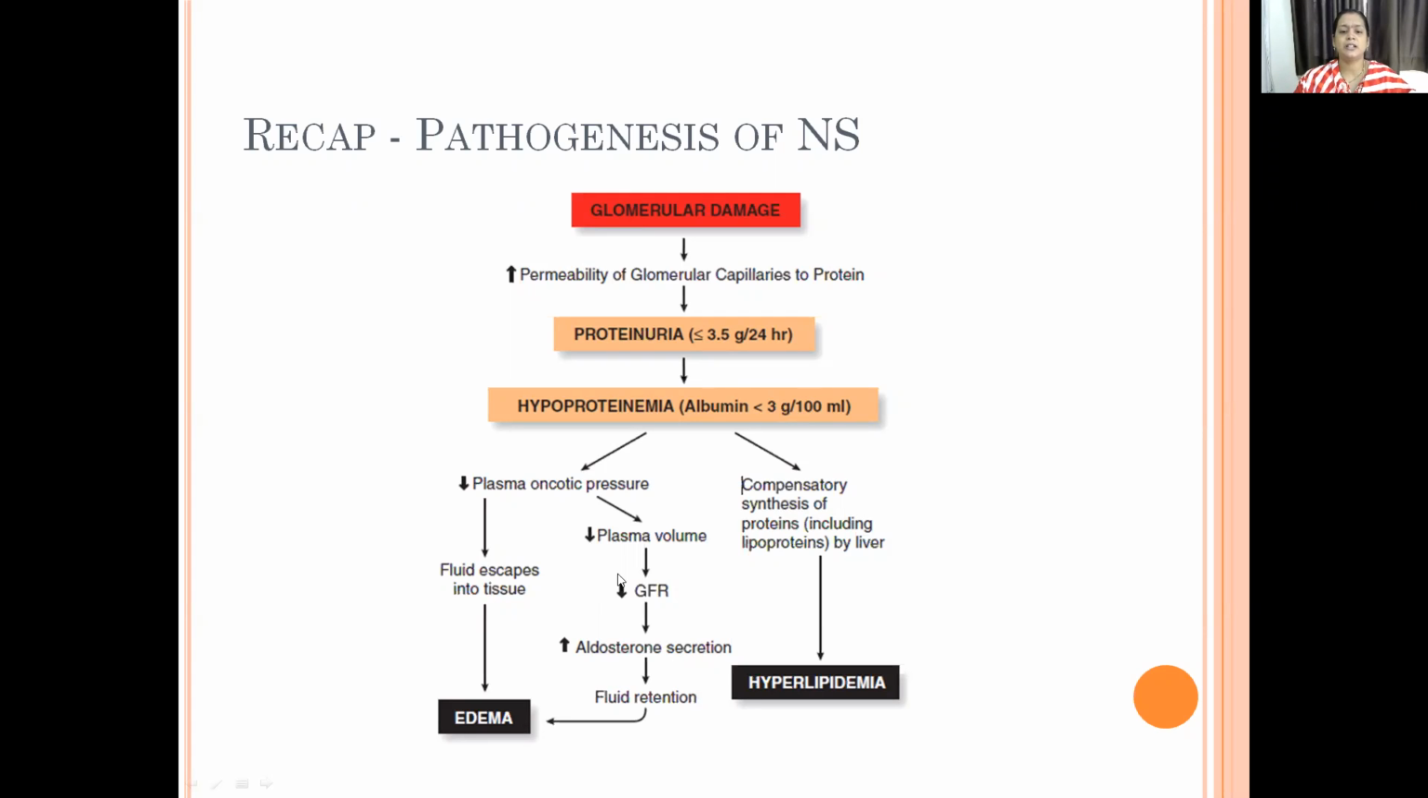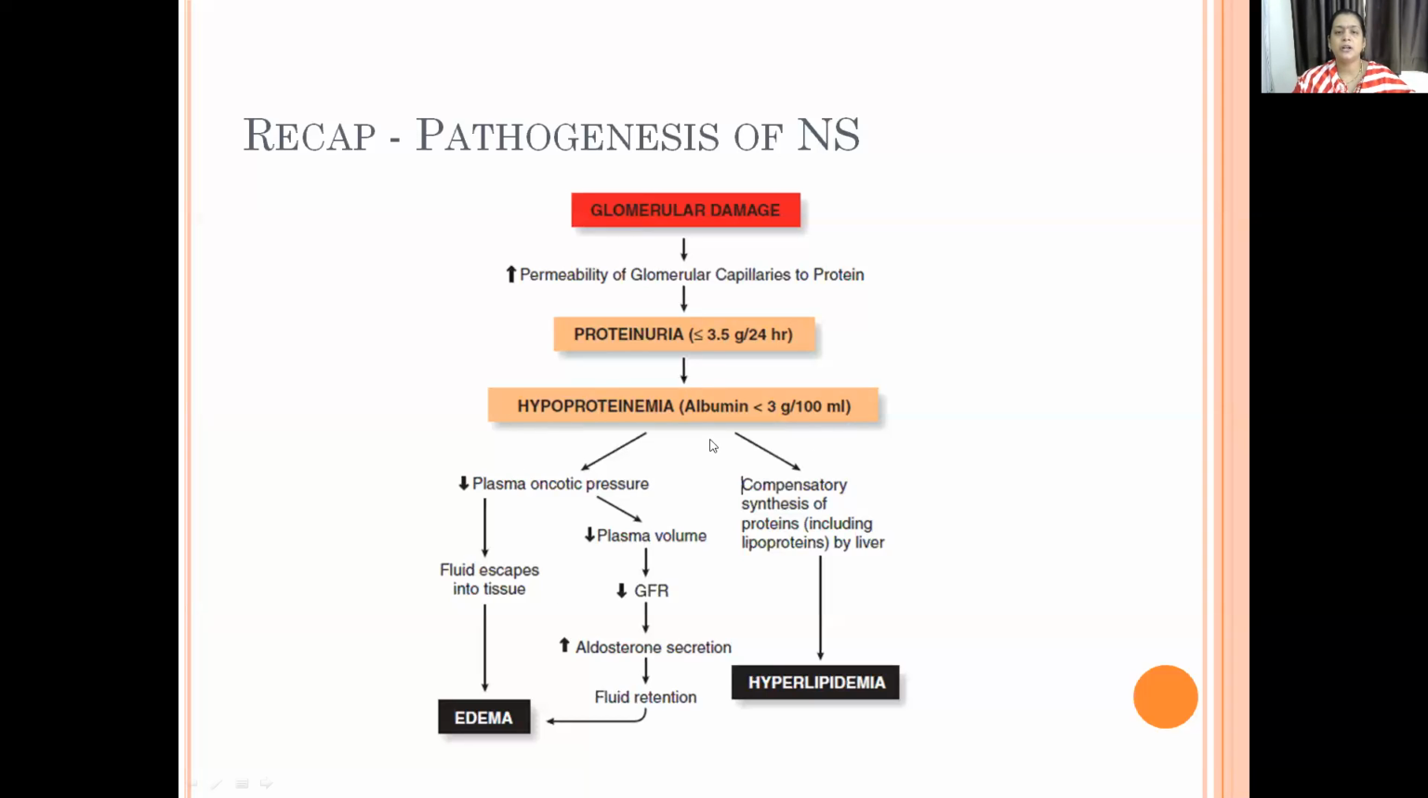So because of that, there is decreased GFR. And in response to the decreased GFR, the aldosterone is getting secreted. You know, the function of the aldosterone is salt and water retention. So thereby, it causes the fluid retention, and then it will cause edema. Usually, there is periorbital edema or swollen ankles, which you see initially, but if the proteinuria is more and there is more hypoproteinemia, then it will cause severe edema owing to ascites and generalized edema.